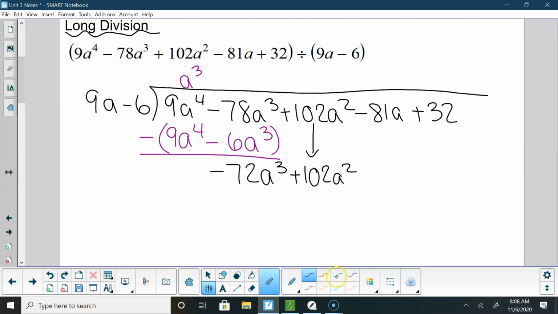So, my next question is, what can I multiply 9a by to make it a negative 72a cubed? 8a squared, yep. Because 9 times 8 is 72. Oh, actually I want to make that a minus 8a squared. All right, whatever your term is right here when it comes to positive or negative, you want to make sure that term follows right up here, okay?